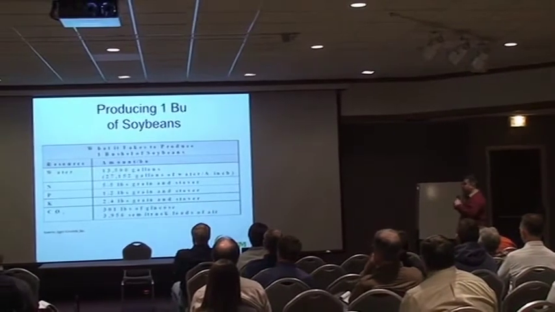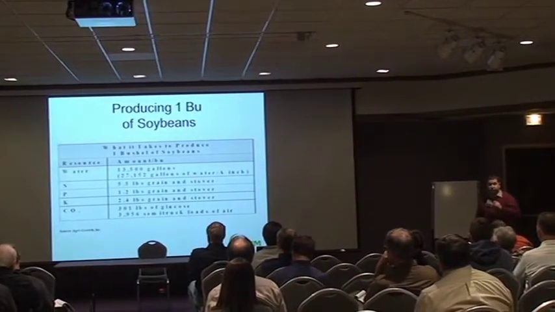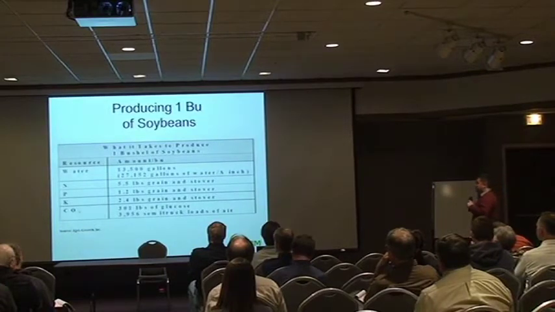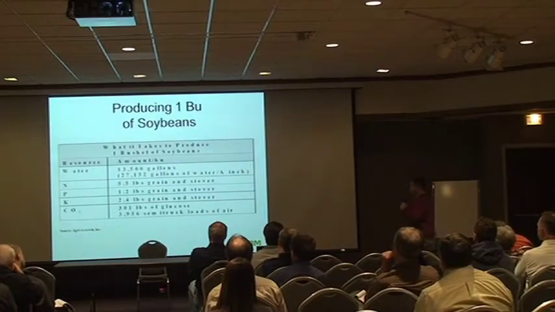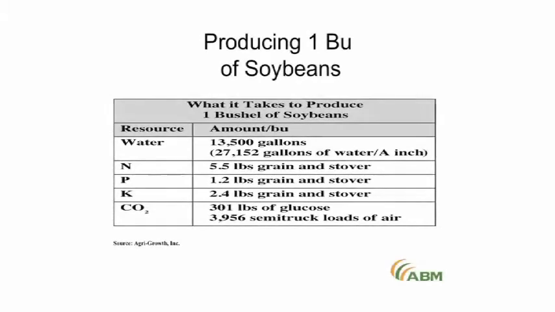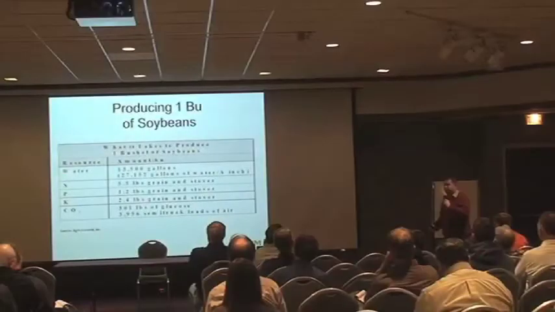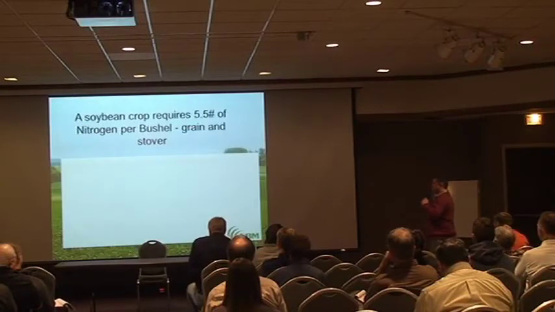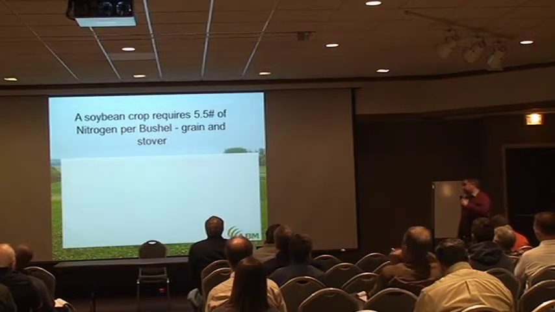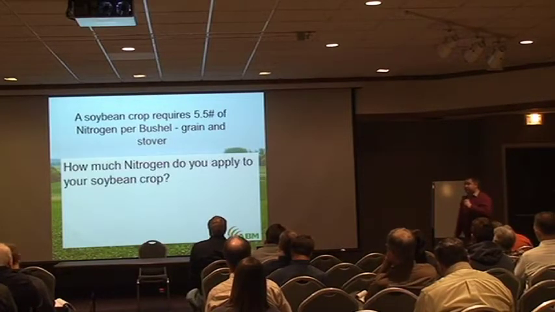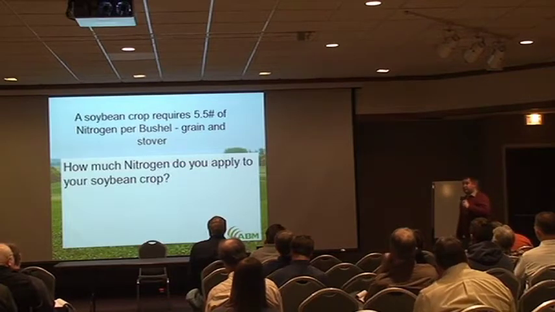You look at P, you look at K, you look at the pounds of sugar needed to produce a bushel of beans. Well, over 300 pounds of glucose, or about 4,000 semi-loads of air to extract the carbon dioxide to produce the glucose for the plant. So soybeans in general are a tremendous feeder of all nutrients, and especially nitrogen. And this is where the relationship between microbiology and the soybean plant really comes into play. If the soybean plant requires 5.5 pounds of nitrogen per bushel of grain and stover, how much nitrogen did you apply to your soybean crop last year?